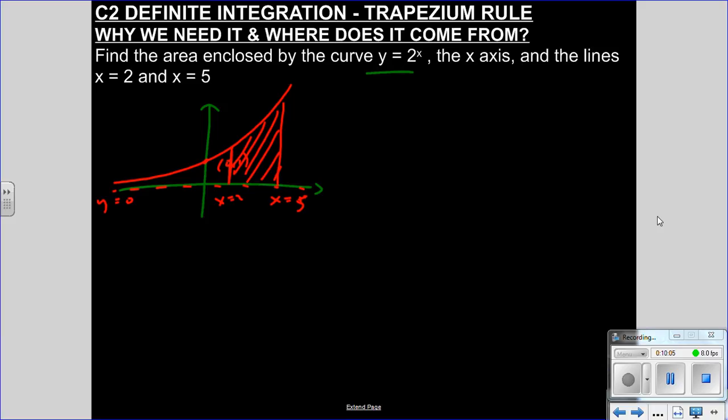It wants that area. The problem is, we don't know how to integrate 2 to the x. You will know when you go into second year, and you'll know that's 2 to the x over ln 2. But for now, we have no idea how to integrate that. We cannot plus 1 to the power, divide by new power. That only applies with x to the power of n. It doesn't apply to any other function. It's very irritating when someone goes, oh, plus 1 divided by... It just makes no sense. If you try and differentiate that, that doesn't go back to what you started with.